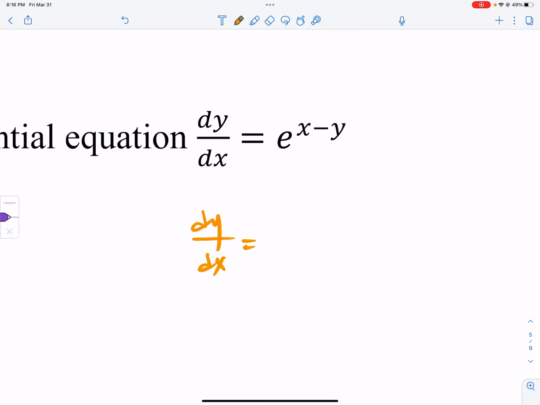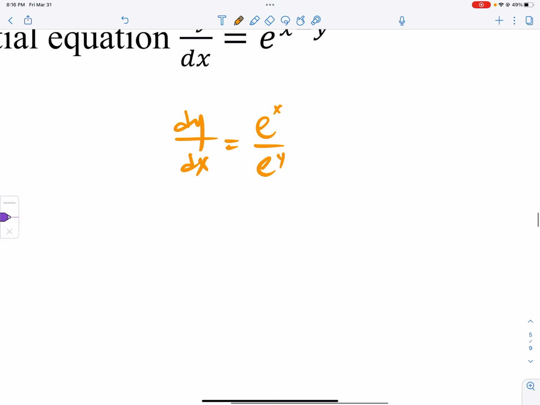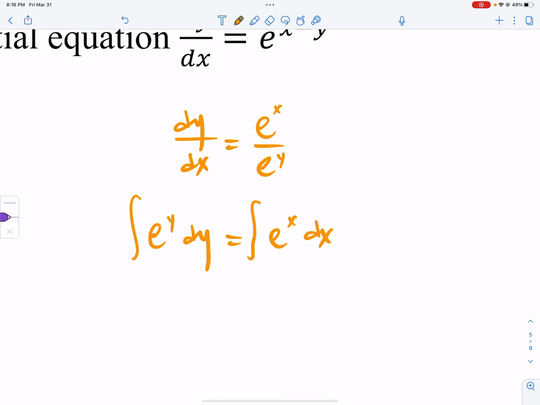Well, e to the x minus y, thinking exponent properties, that's the same as e to the x over e to the y. So then we would have e to the y dy equals e to the x dx, and we can think about integrating each side of the equation. And when we integrate e to the y, we get e to the y. And when we integrate e to the x, we get e to the x plus c.